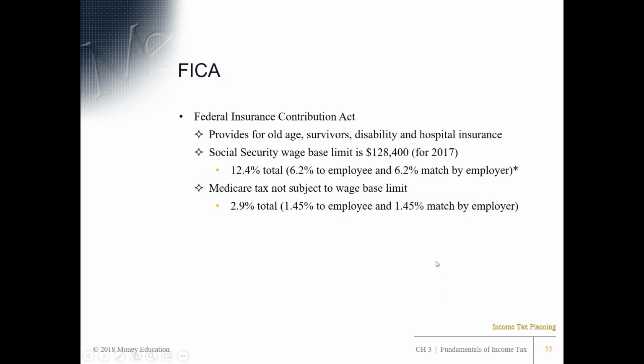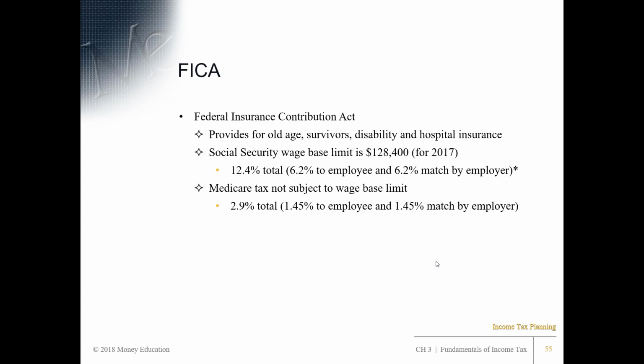So let's talk about FICA taxes. FICA is the Federal Insurance Contributions Act. It provides for old age, survivors, disability, and hospital insurance. So basically this is Social Security and Medicare. At the current 2017 rate, the Social Security wage limit is $128,400. So if you earn that wage, you have to pay Social Security tax.